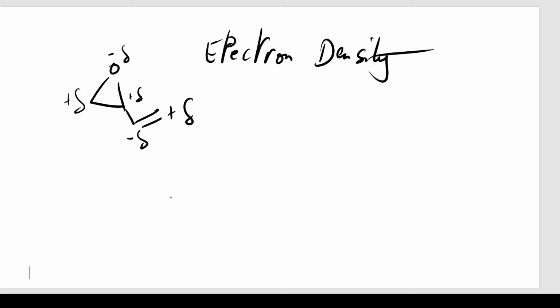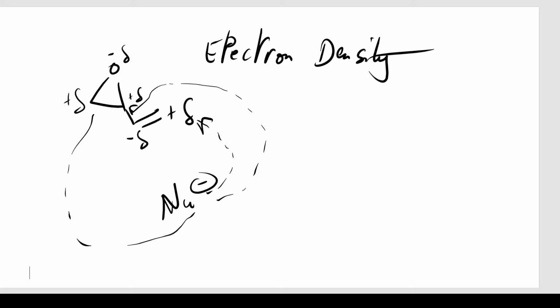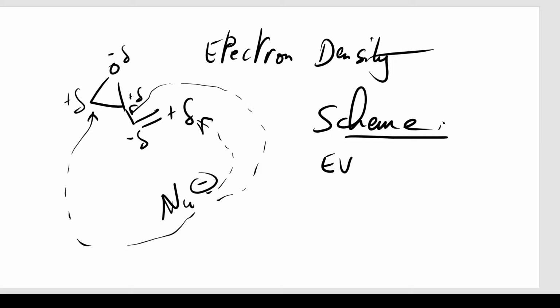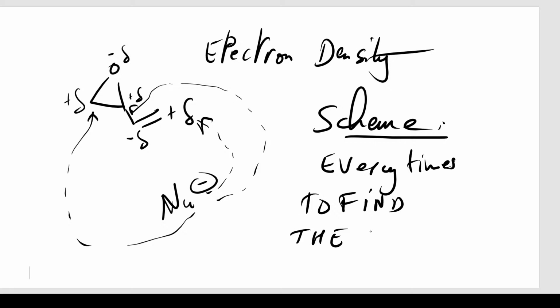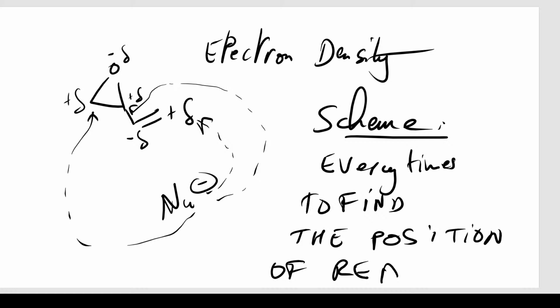It means if you have a nucleophile, it could attack at this position, this one, and that one. Okay, so this scheme, you have to do it every time to find the position of reactivity. Okay, always do like this.